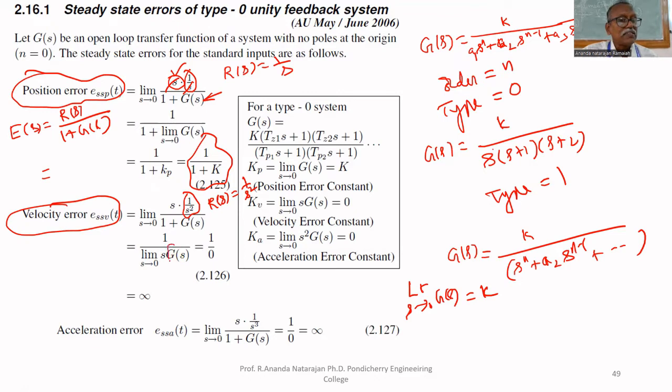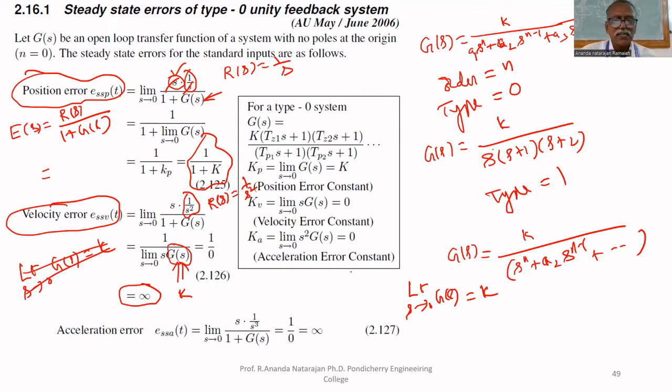If you let s tend to 0, g of s equal to what? K you will get, for a Type-0 system. Therefore, this is equal to k multiplied by s. If you let s tend to 0, you will get 0. 1 upon 0 you will get. Therefore, steady state error is infinity.